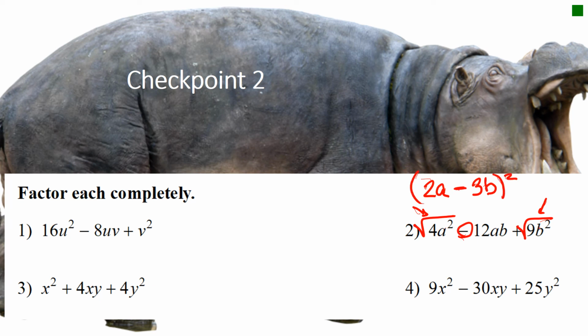Now, to check and see if it's correct, you have to do one more thing. You have to multiply these together. 2a times 3b times negative 3b is negative 6ab. And if you double that, do you get that middle one? Yes, okay. I'm just going to introduce that. Your teacher's going to teach it if they want to.